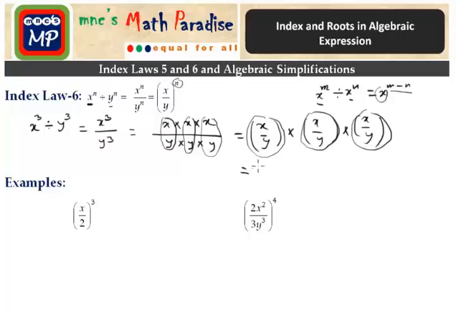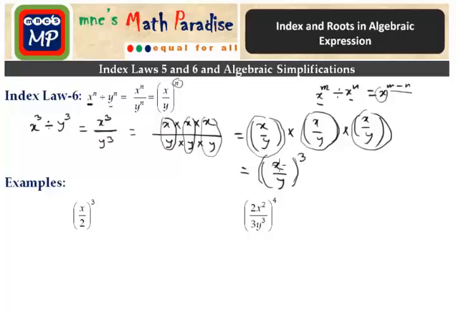So we can write that the common base is x divided by y, and it is multiplied how many times? 3 times. So the power is 3. So we can see that x to the power 3 divided by y to the power 3 we can write as x divided by y, to the common power 3. That means two different bases with the same power, if they divide each other, we can write that common power and the base is the division of these two different bases.